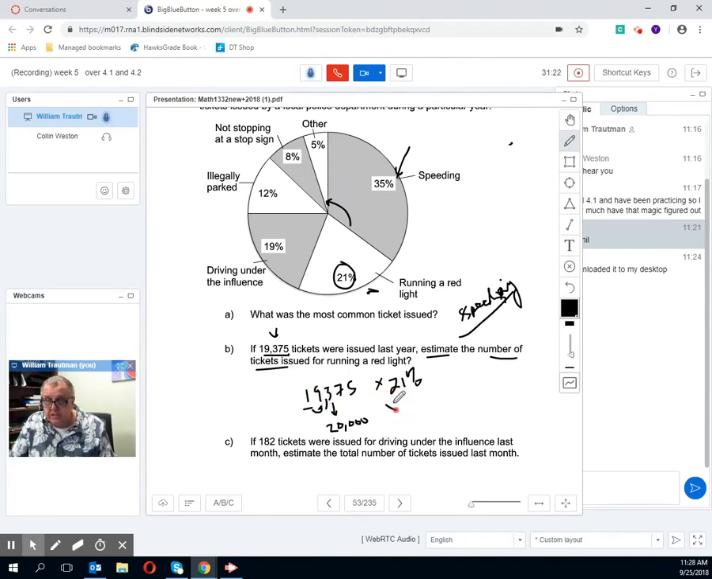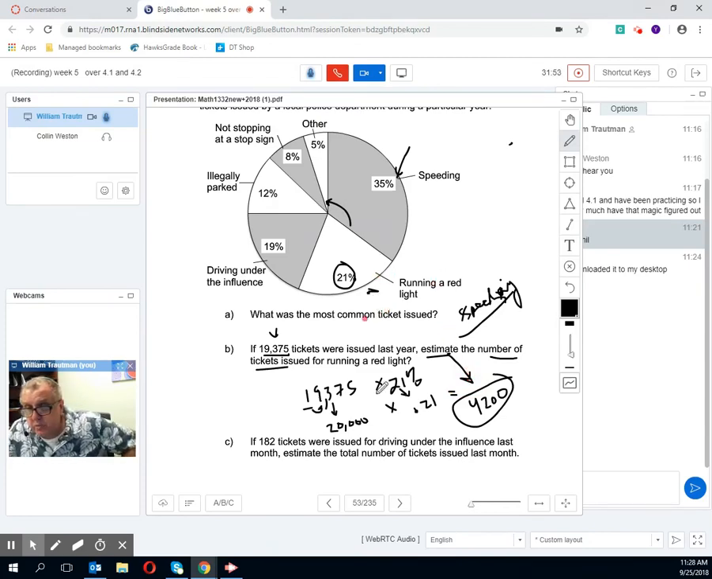So we have 20,000 tickets times 21%. You have to change percent to decimal by dividing it by 100. 21 divided by 100 is 0.21. So the answer to this is 20,000 times 0.21. 4,200 tickets are estimated. That's not an exact, that's an estimate of the number of tickets that were running a red light. 21% of the 20,000.